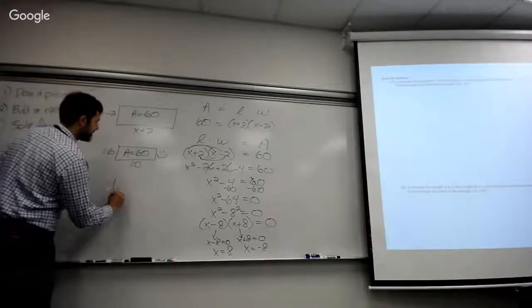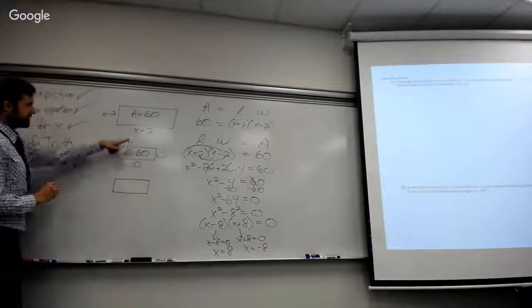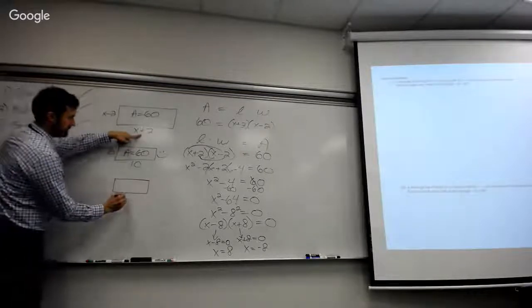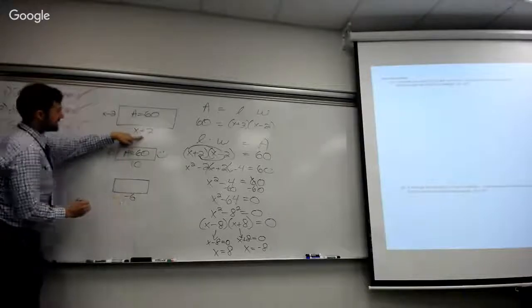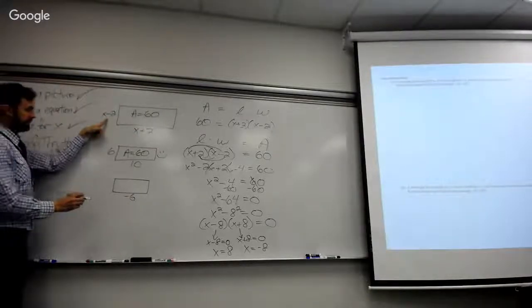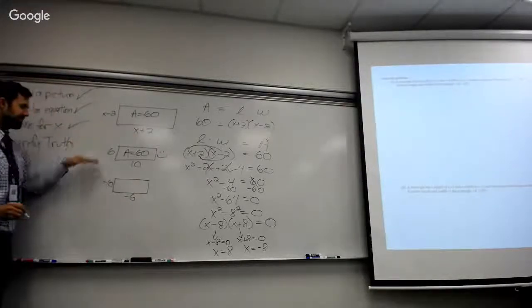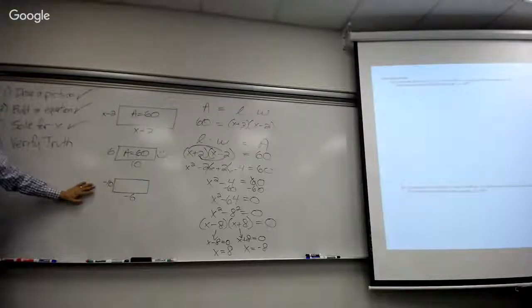What about negative 8? What do I get if I plug in negative 8? What's negative 8 plus 2? Negative 6. And what's negative 8 minus 2? Negative 10. Now, take a look at this diagram and tell me all the things that don't make sense about it. Yeah, there's no such thing as negative sides.